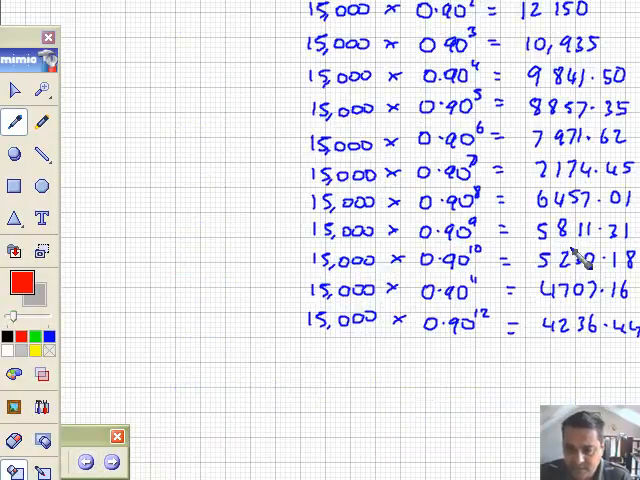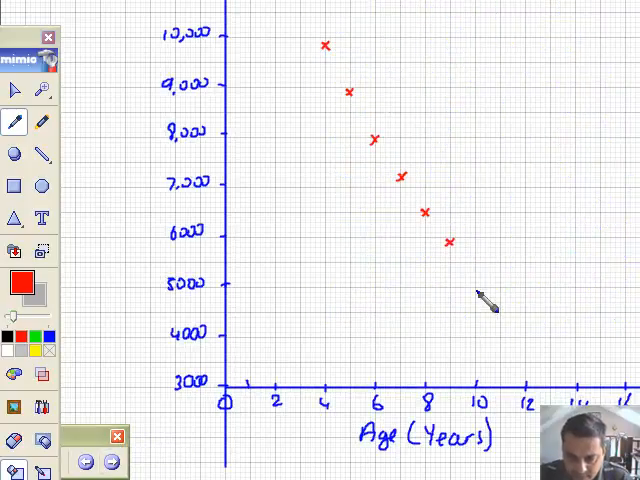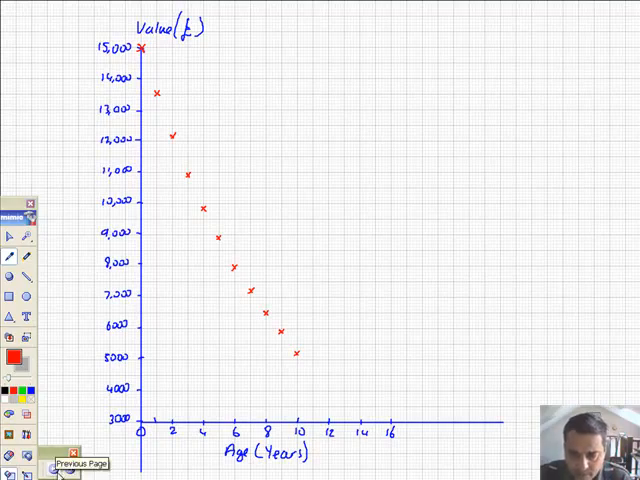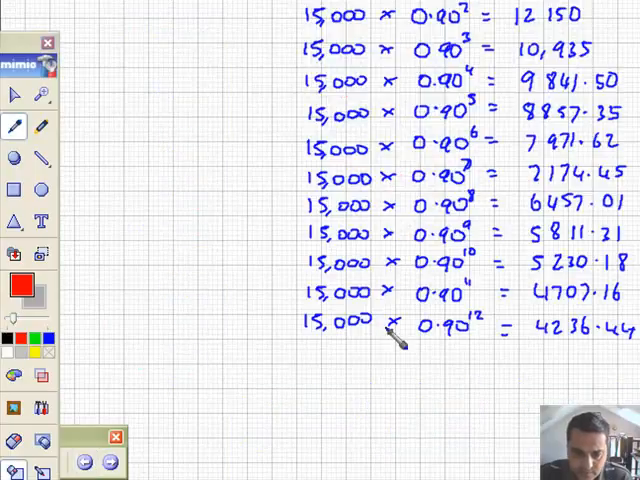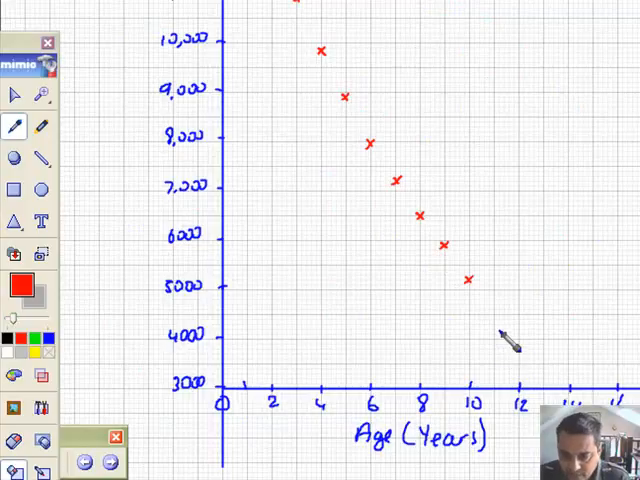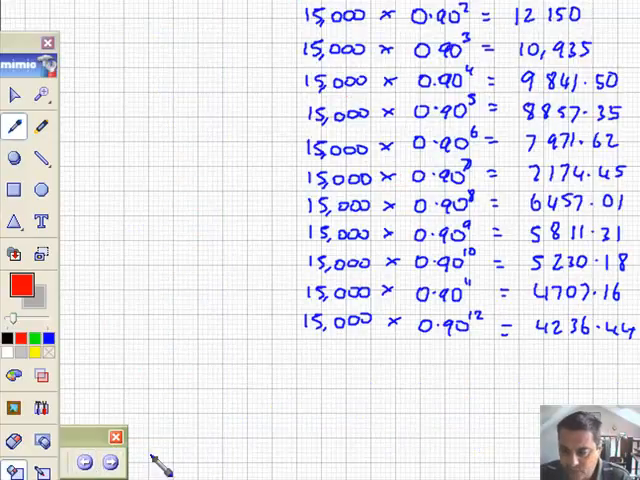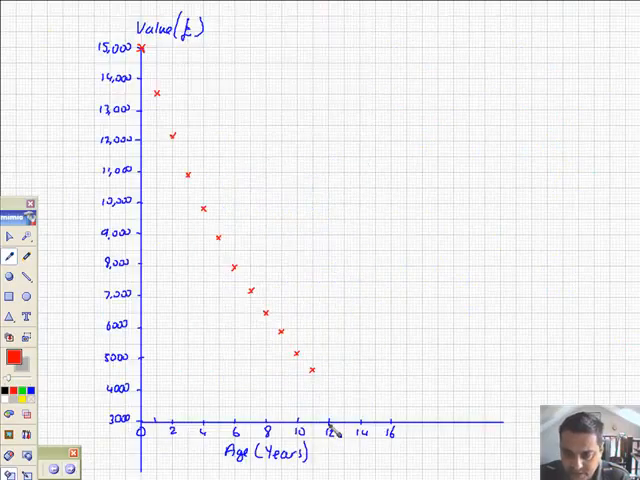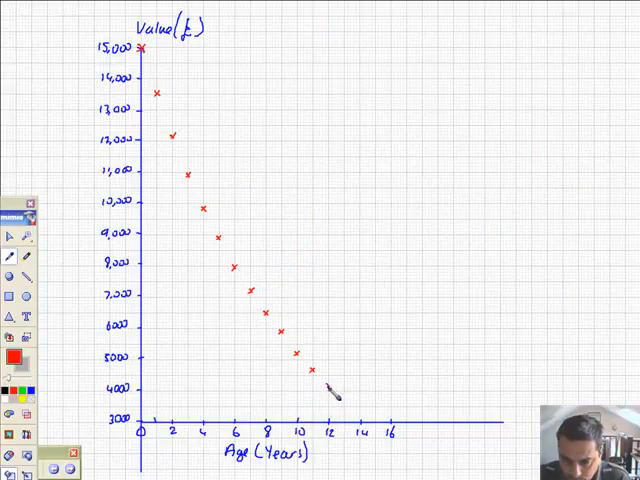10 years is 5230, so 52 is about there. 11 years, going to be 4707, so it's 4,700. 4,700 there, and let's put the last one in and see what we get. Right, 4236, that's 42 after 12 years. Done. Alright, there we go, lovely little curve there.